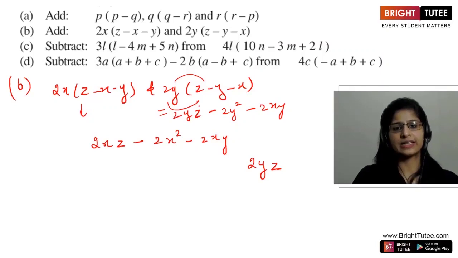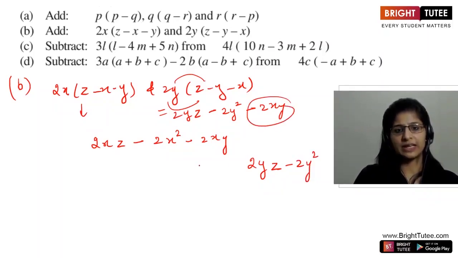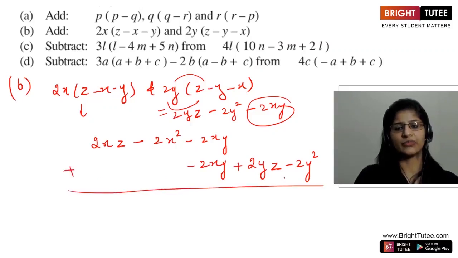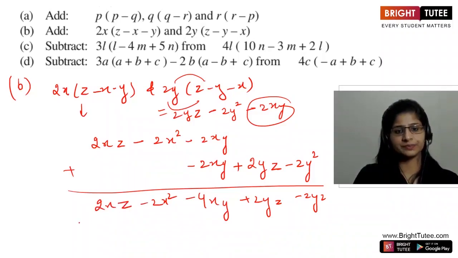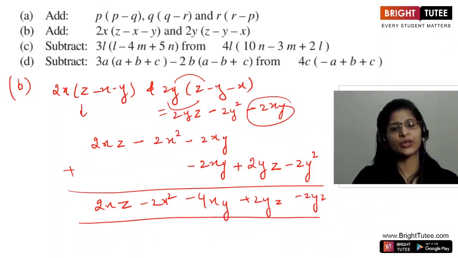Let us write it. 2yz we will write separately, minus 2y² will also be written separately, and minus 2xy will be written here. Minus 2xy, and this is of plus. So when we add them, we get −2y² + 2yz, and −2xy and −2xy becomes −4xy, and −2x² and 2xz. So this will be the addition of these two after simplification.